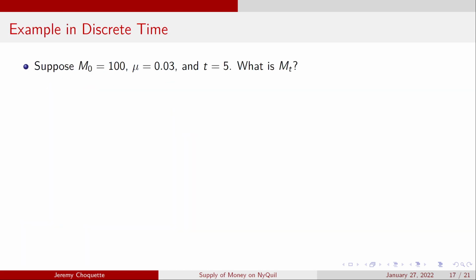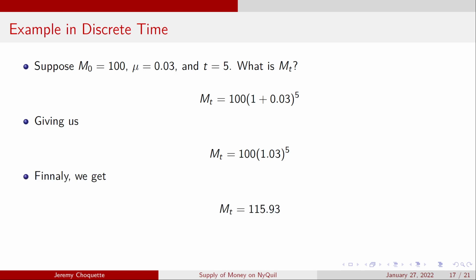Suppose we let M naught equal 100, mu equals 0.03, and t equals 5. So it's the same values going into the function as what we had on our first example. But the functional form here is going to be a little bit different. I get 100 times (1 plus 0.03) to the power of 5, which gives me 100 times 1.03 to the fifth power. And when I evaluate this out, I get $115.93.